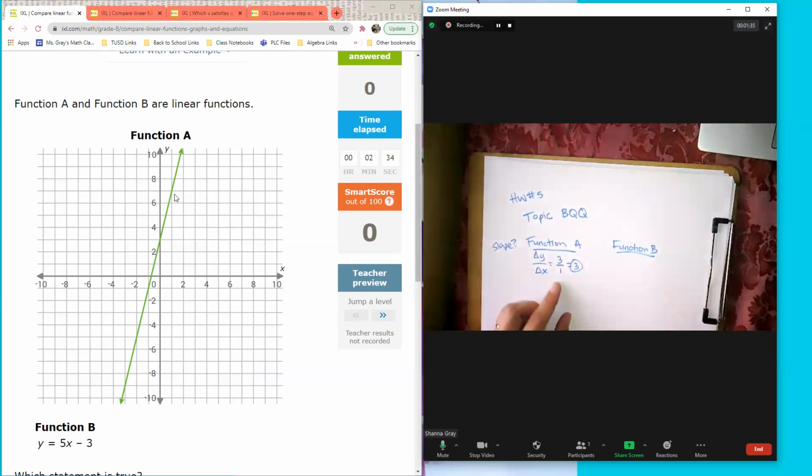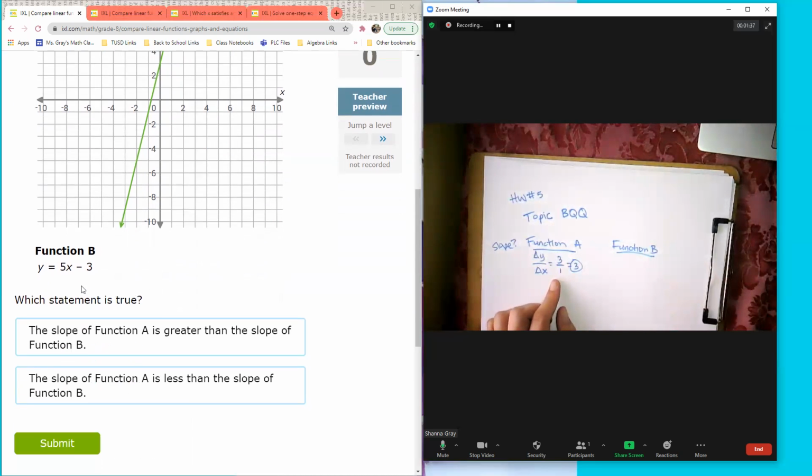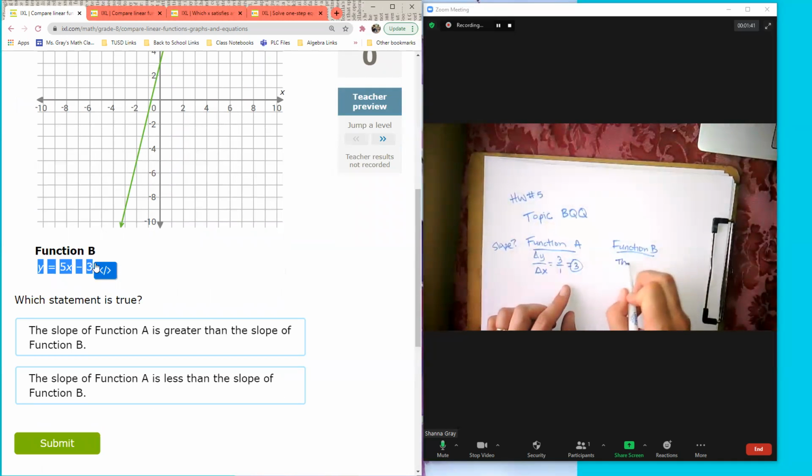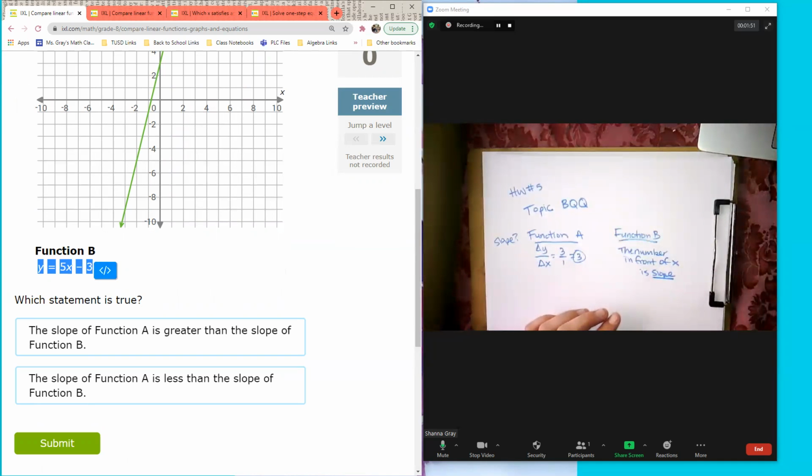For function B, I can look at the equation and see that the number in front of x is slope. So for this example, the number in front of x is 5. So slope is 5. So it's saying which one's bigger, basically, right? So function A is either bigger than B or not as big, less than B, which it is less than B.